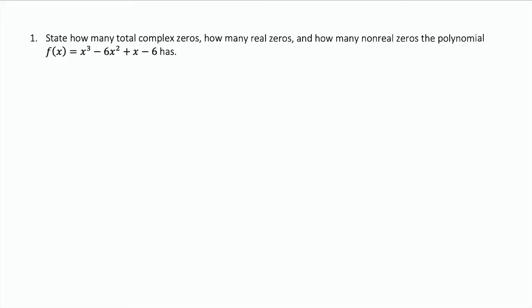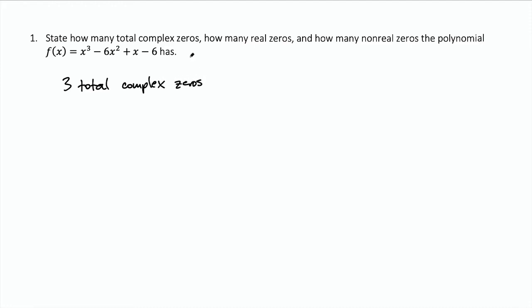For the number of total complex zeros, we just need the degree of the polynomial. The total number of zeros is just the degree for any polynomial. That's the fundamental theorem of algebra that gives us that. So there are 3 total complex zeros.